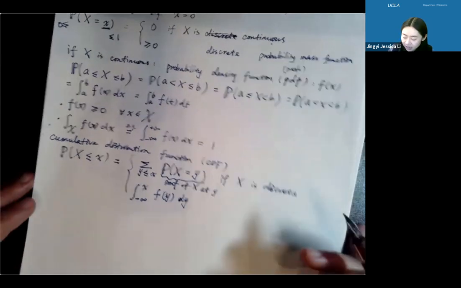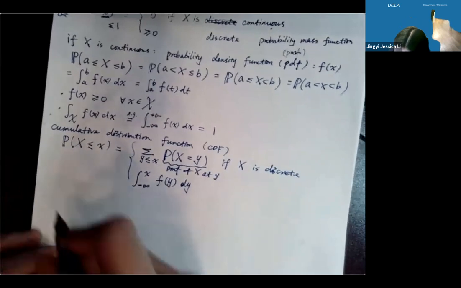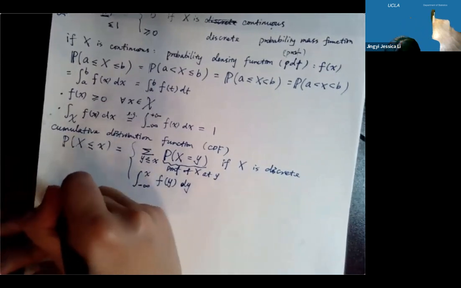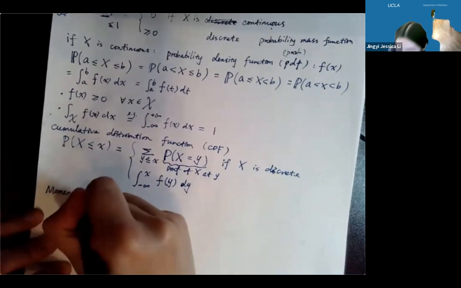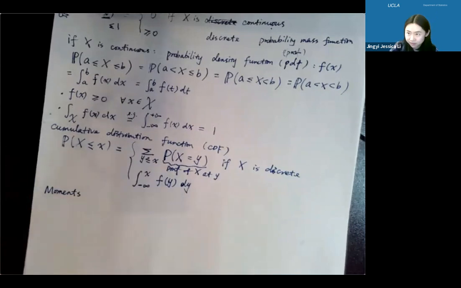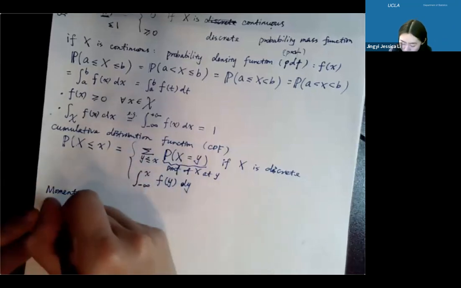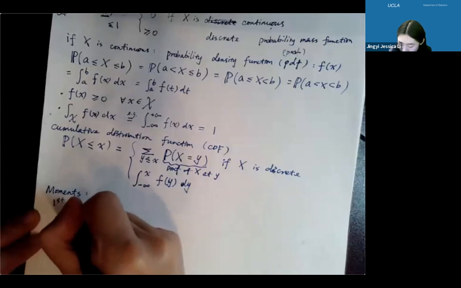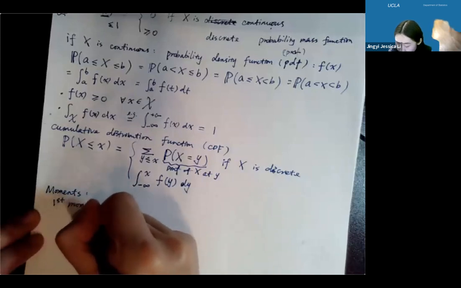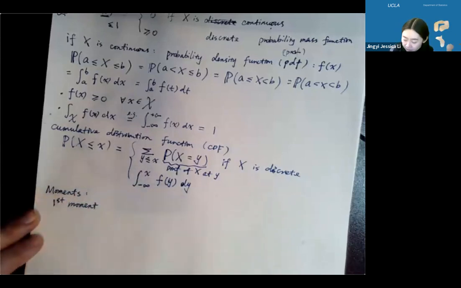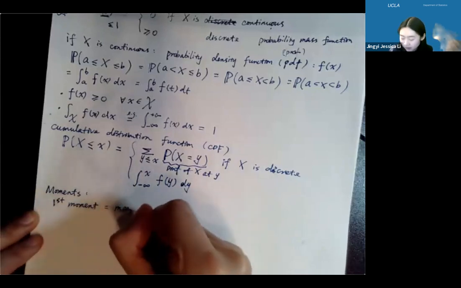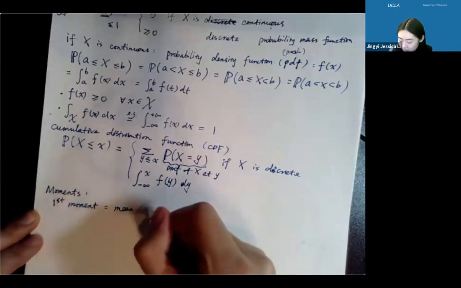And some other key concepts we will talk about are moments. They are key properties of a random variable, okay? And they are related to the distribution of the random variable. So what is a moment? To talk about moments, we talk about the first moment to start with. The first moment has a more common name, the mean, okay? And also the expectation.